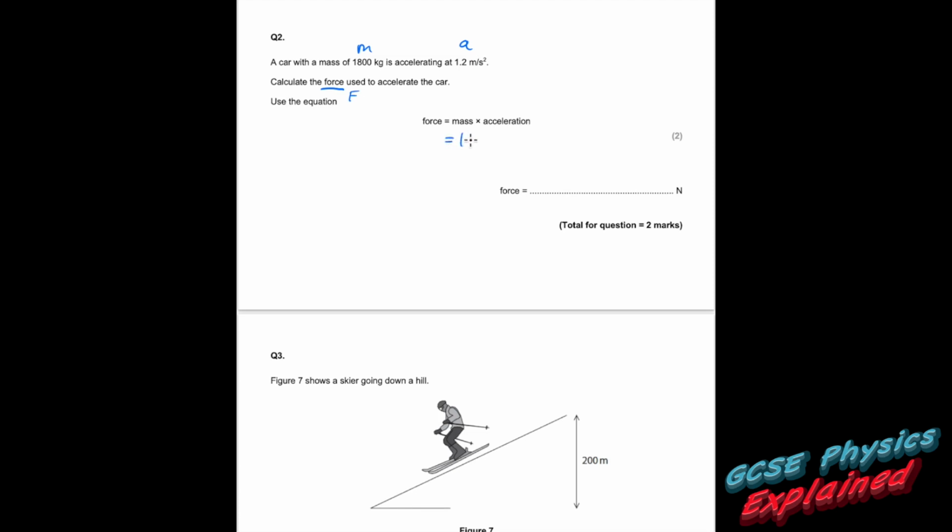We'll do the mass, which was 1,800 kilograms, times that by the acceleration, which was 1.2 meters per second squared. And that comes out as 2,160. And it's newtons because it's a force.